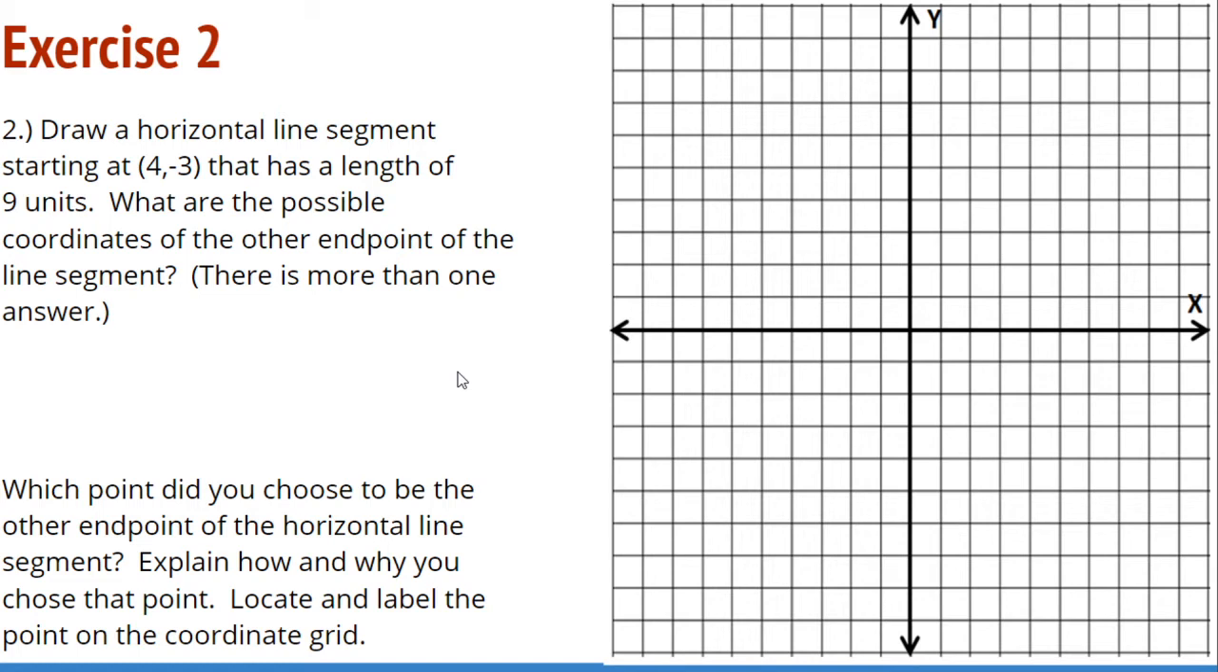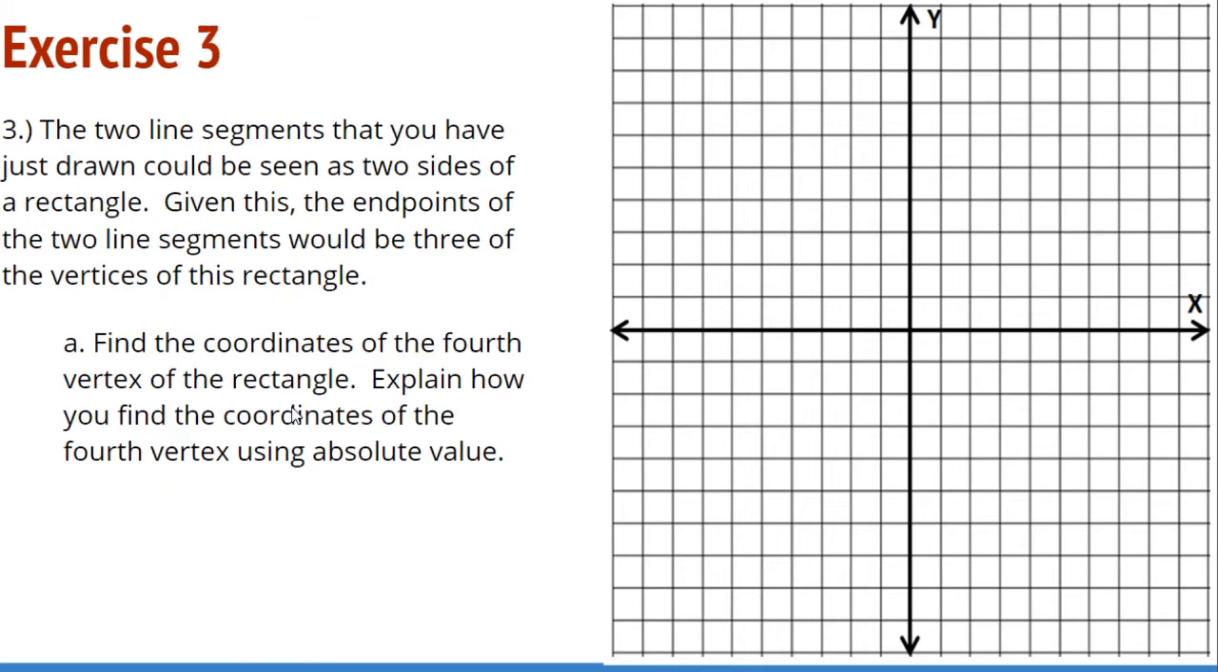So pause for a moment, and I've already done this out loud. Which point did you choose to be the other endpoint of the horizontal line segment? To explain how and why you chose that point, locate and label the point on the coordinate grid. So I've already done that. Make sure you stop and you do some explaining for what you did and why. All right, exercise 3.